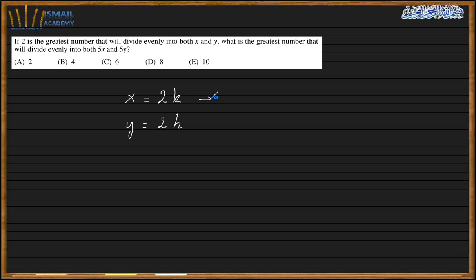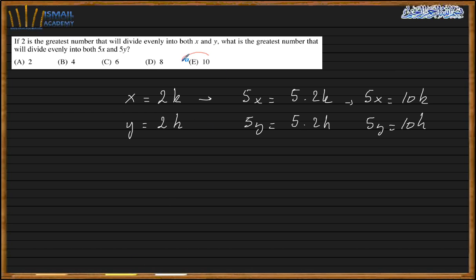Here it's very easy. I just multiply both sides by 5. So I will have 5x equal 5 times 2k, and 5y will be 5 times 2h. So 5x will be 10k and 5y will be 10h, which means 10 divides evenly into 5x and 5y. So the answer here is E. Next question.